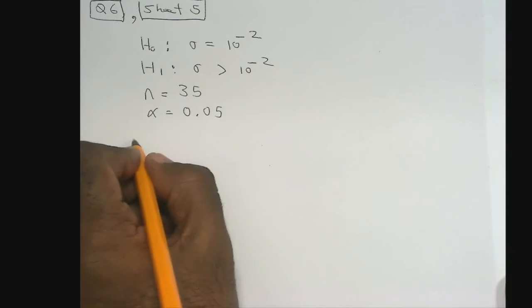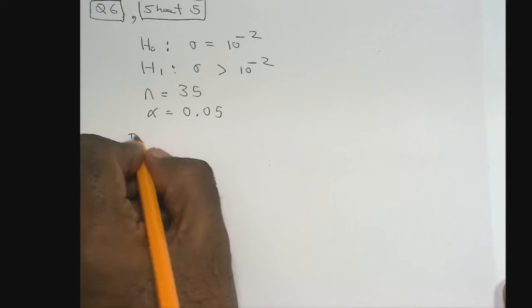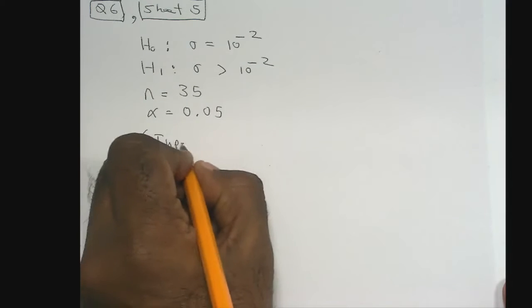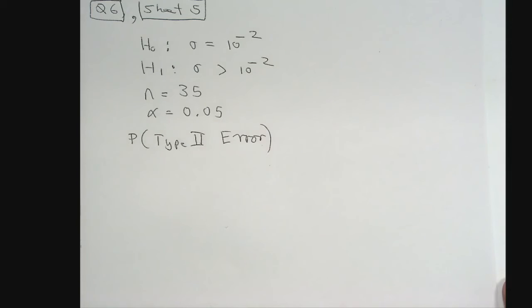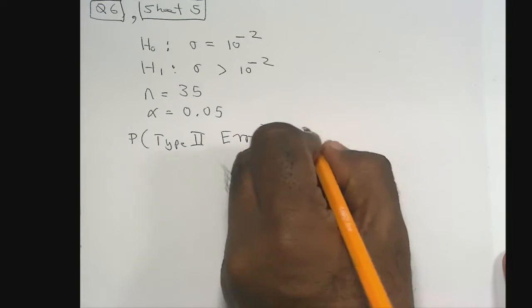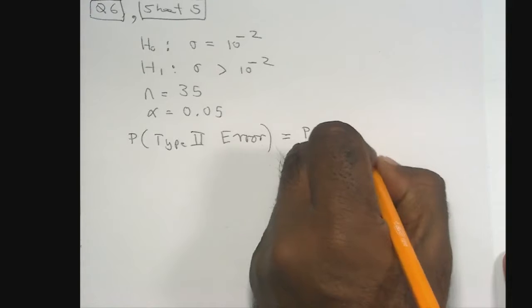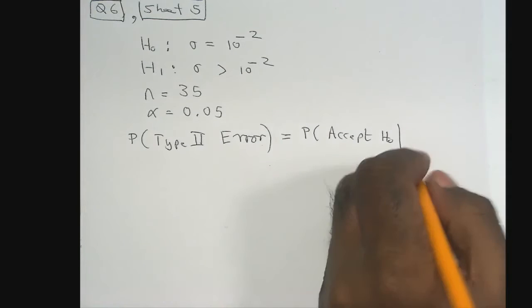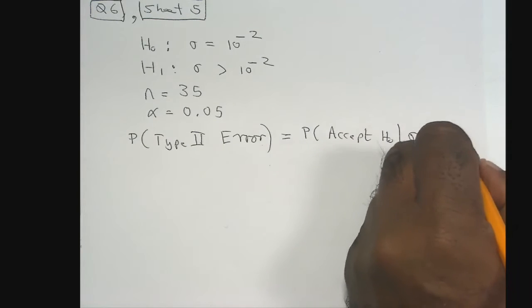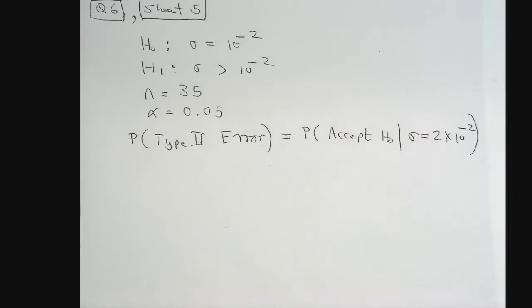So we want the probability of type 2 error, which is... remember guys, the type 2 error is defined as the probability of accepting the null hypothesis when H1 is true, right? So this is the probability that we accept H0 when H1 is true, but here we are told that sigma is actually 2 times 10 to the power minus 2. So it's the probability that we accept H0 when sigma equal to this.